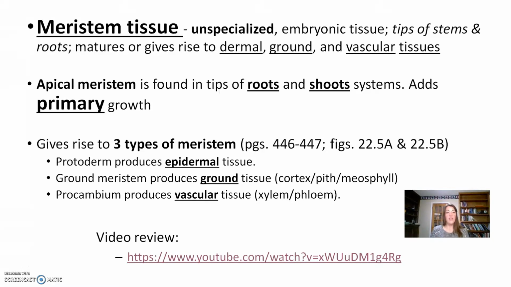So there actually are three types of meristematic tissue. Protoderm produces epidermal tissue. Ground meristem produces ground tissue, which is going to be the cortex, the pith, the mesophyll. Procambium, which we talked about a second ago, produces the vascular tissue, the xylem and phloem.